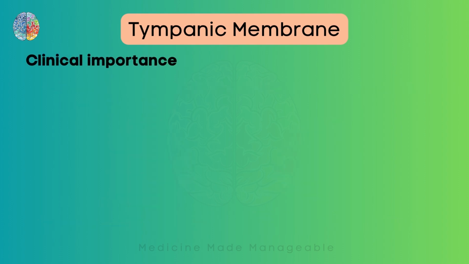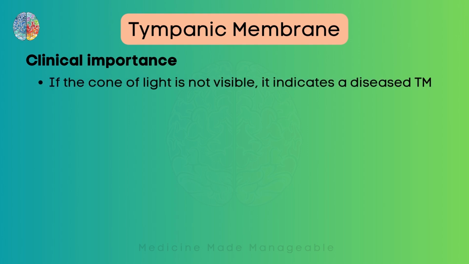Now we're almost at the end of our video. Is there any clinical importance to this cone of light? Yes, because if you're doing an examination and you don't see the cone of light, it indicates that there is some disease with the tympanic membrane. There may be perforation or fibrosis or some other disease, but the tympanic membrane is most likely not normal.